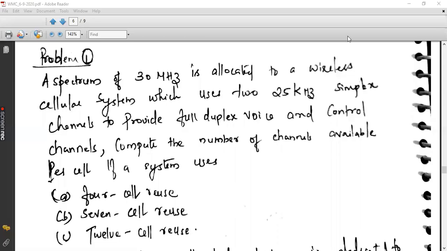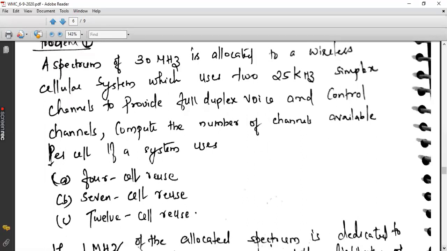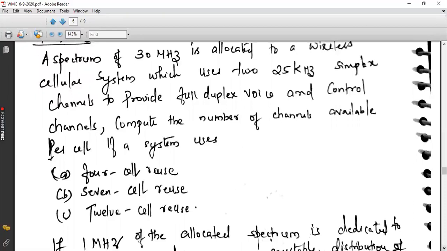A spectrum of 30 megahertz is allocated to a wireless cellular system which uses 25 kilohertz simplex channels to provide full duplex voice and control channels.